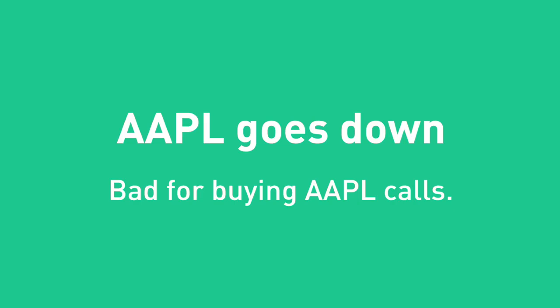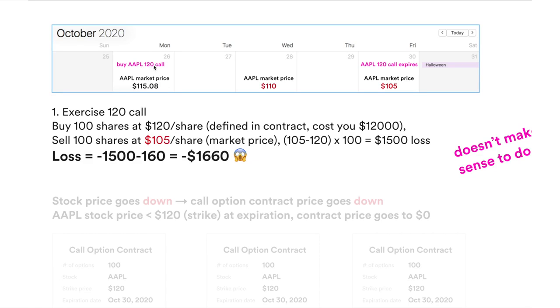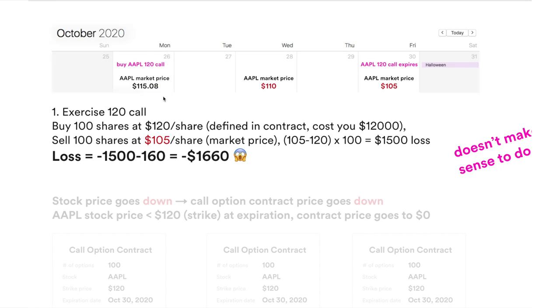So now, let's take a look at what will happen to that Apple call option contract if the Apple stock price drops throughout the week, the bear case. So let's say you still buy the same Apple 120 call on Monday. Back then, the Apple stock price is 115.08. On Wednesday, it drops to 110. Not a great week. And on Friday, even worse, it drops to 105. So what will happen? What can you do?